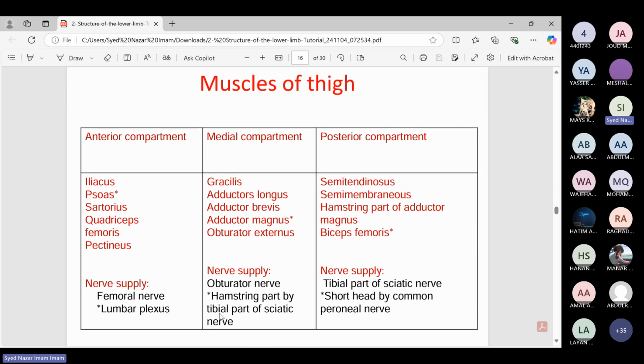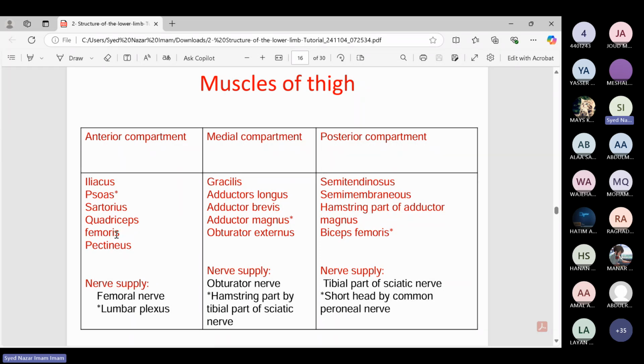Now let's see the different muscle groups of the thigh. In the anterior compartment, what muscles do we have? We have the iliacus, which comes from the iliac bone. Then we have the psoas major, which comes from the posterior abdominal wall, the psoas region. Because it comes from the psoas region, we call it psoas. Then we have the sartorius muscle, which comes from the anterior superior iliac spine. And then we have the quadriceps femoris.